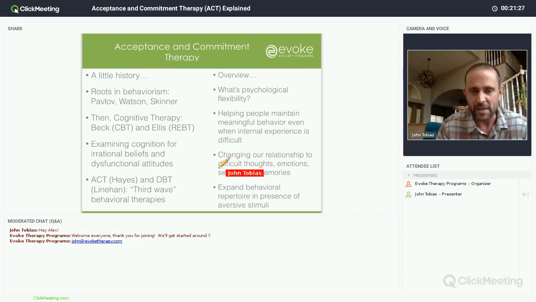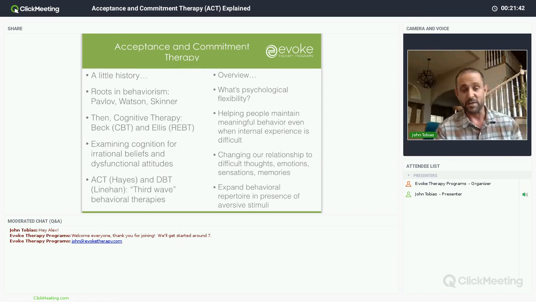And this last bullet point on this page here, expanding behavioral, I have to read it. This one really makes me feel like I got my money's worth out of my grad school education. Makes me feel really smart. So expand behavioral repertoires in the presence of aversive stimuli. What that means is aversive stimuli is a difficult internal experience. So we're talking about an internal stimuli.